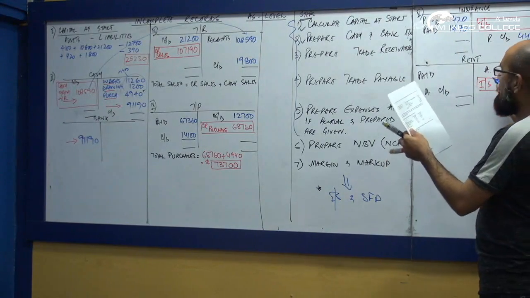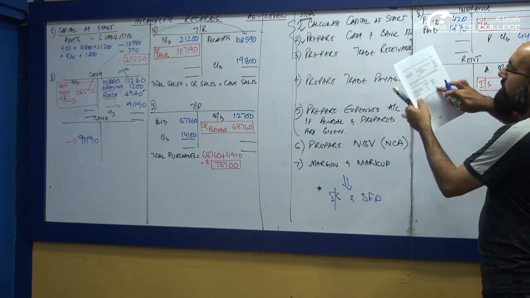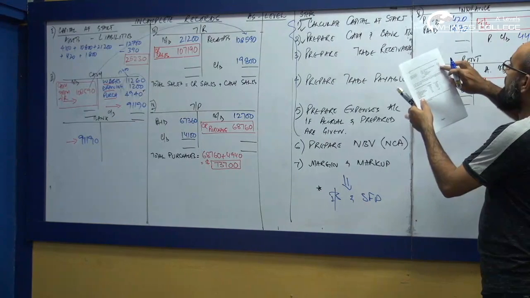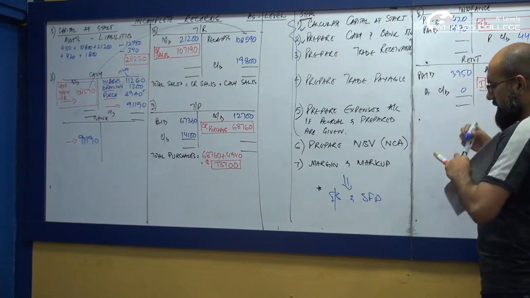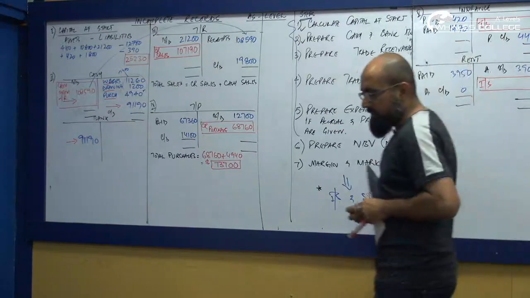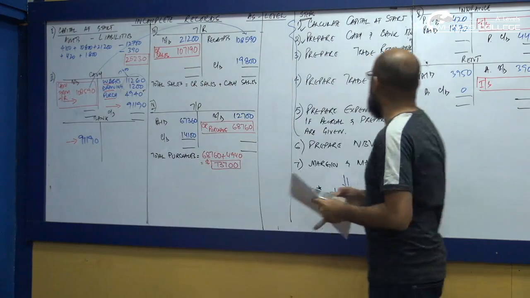Again for the rent, opening 390, closing is 0. Go to the bank, look at the payments for rent, 3950. Now you may use your calculators.